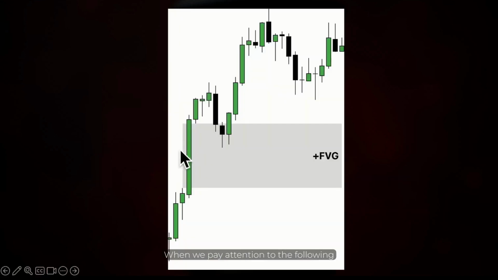When we pay attention to the following chart example, what you can see is that the market expanded towards the upside quickly, and you can see that there is an imbalance which formed right here between these three candles. I can see that this first candle's high and the third candle's low have a difference in between the two. And the reason why is because the candle in the middle expanded towards the upside significantly. Therefore, this range has to be monitored moving forward because this is your bullish fair value gap.